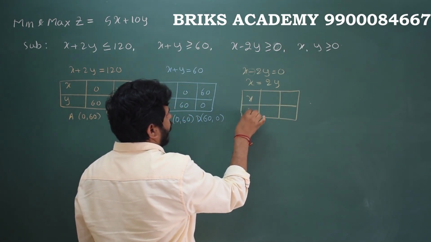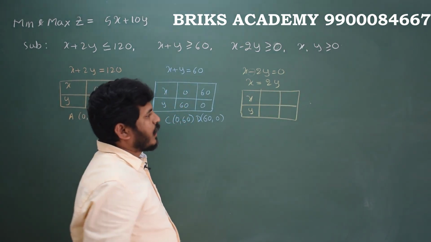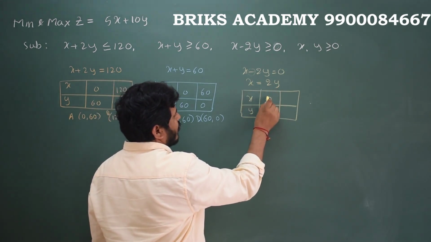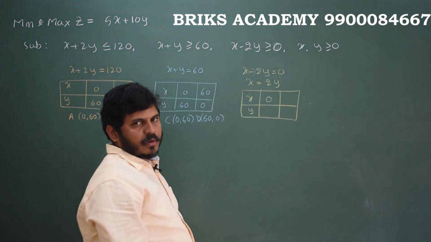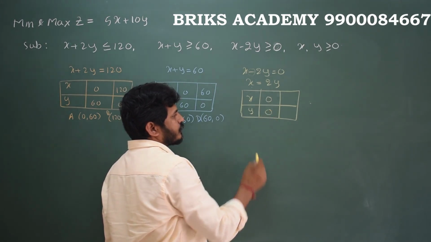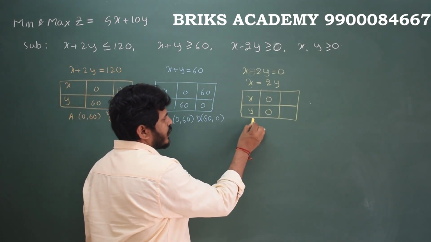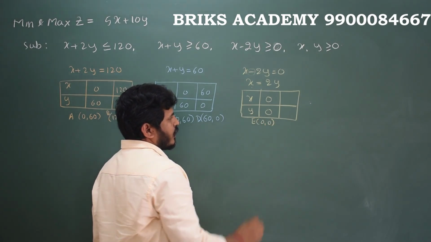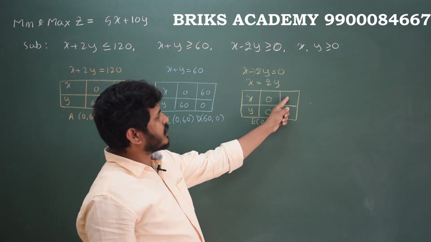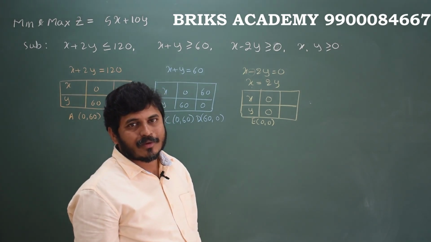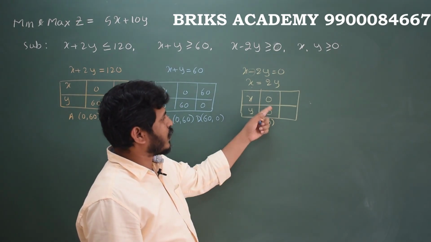Now x and y, calculate 2 points. If x is 0, what happens to y? Y is also 0. So 0, 0 is 1 point. If y is 0, what happens to x? X is also 0. So same point we are going to get, 0, 0.